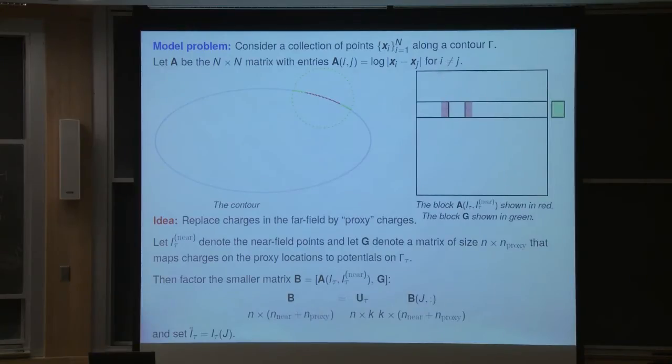Right, this is idiosyncratic. Whatever setup you're given, any specific patch has its own little local geometry. I have to process that. I cannot use any clever tricks for that. But then I can replace all far-field interactions by adding this little extra, what we call a proxy matrix G.